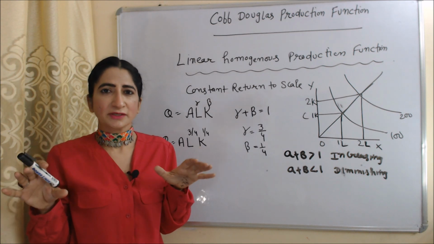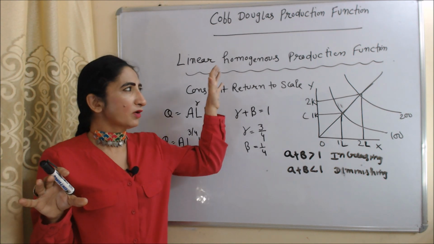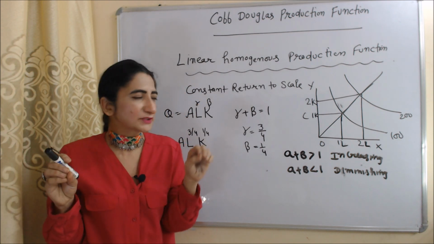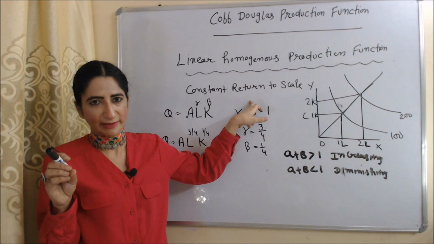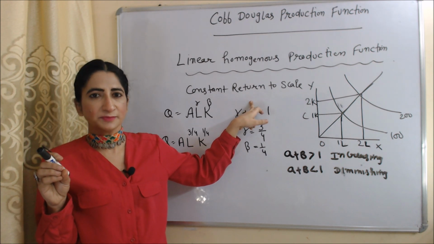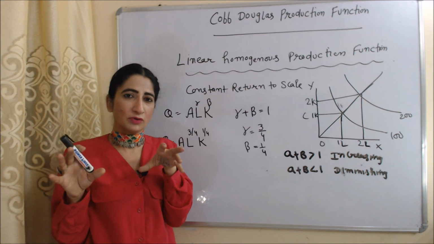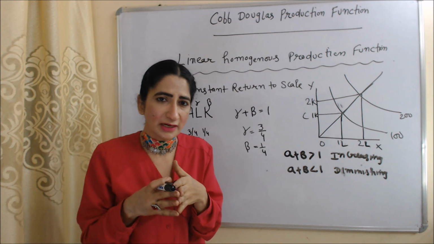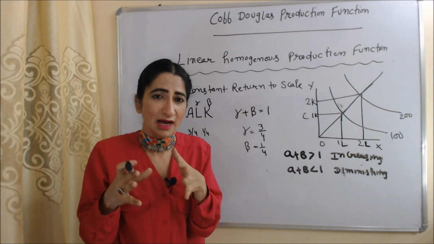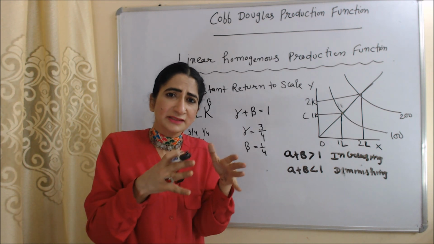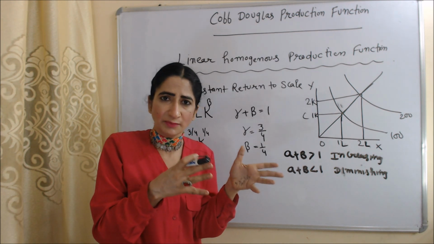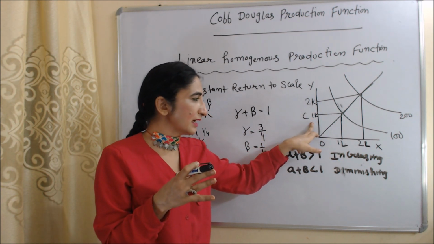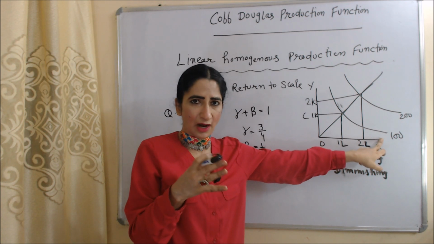The Cobb-Douglas production function is mainly based on a linear homogeneous production function. A linear homogeneous production function means constant returns to scale. So we can say the Cobb-Douglas production function is mainly based on constant returns to scale. As we know, constant returns to scale means the percentage increase in output is the same as the percentage increase in input. For example, one labor and one capital are giving 100 units of output.